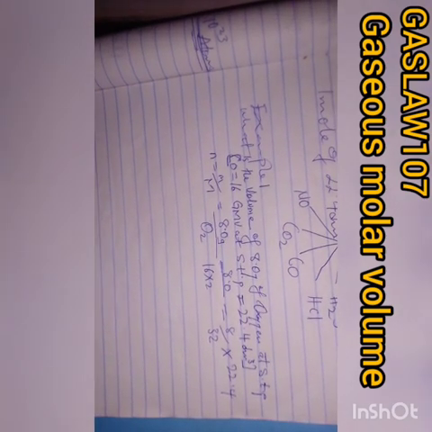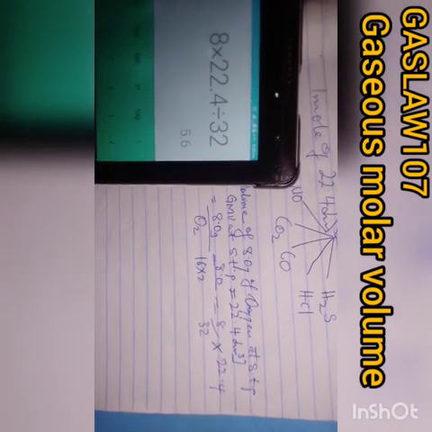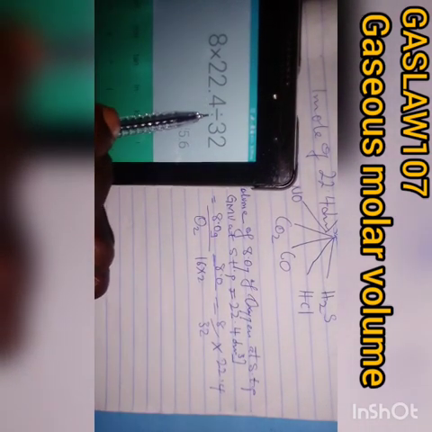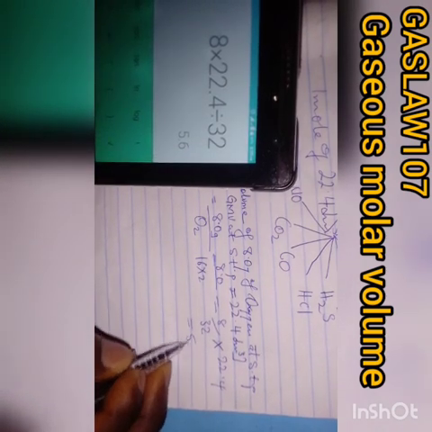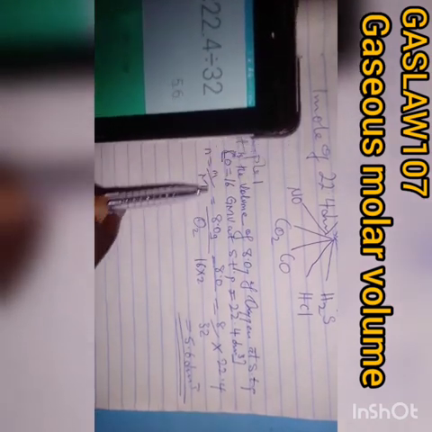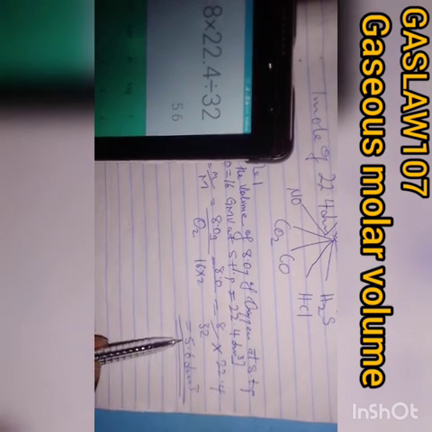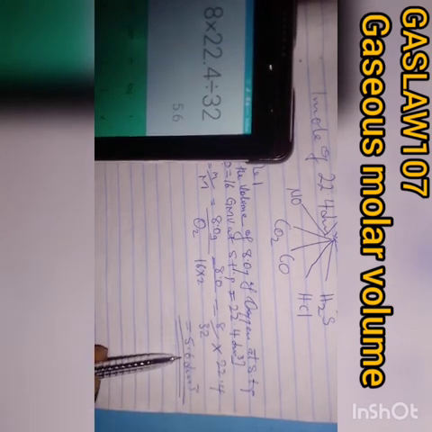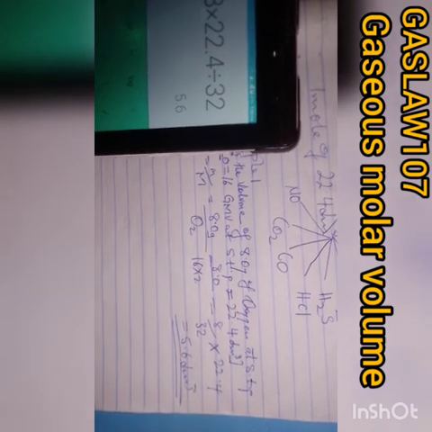What are we going to have on our calculator? We have 8 times 22.4 divided by 32. Our final answer there will give us 5.6 dm cube. So that is to tell you that the volume of oxygen gas at STP is 5.6 dm cube. Take note of that one.